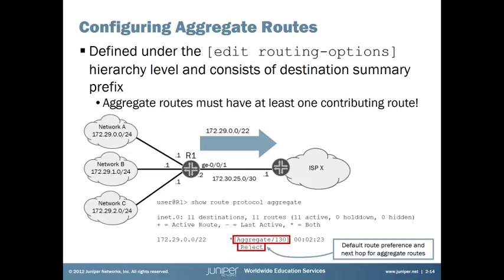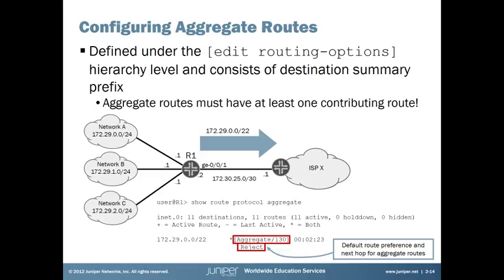In reality, we're probably talking about BGP routes here, and if this was a real scenario, we would actually be advertising public IP addresses out here. So what's probably happening is R1 is receiving 3 BGP routes, and it's advertising an aggregate route out. The contributing routes are the 3 routes that it's receiving from networks A, B, and C. So it has contributing routes.